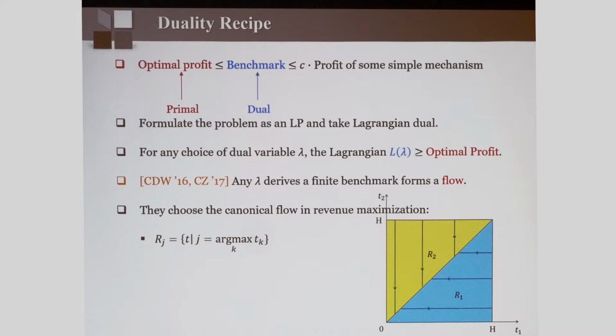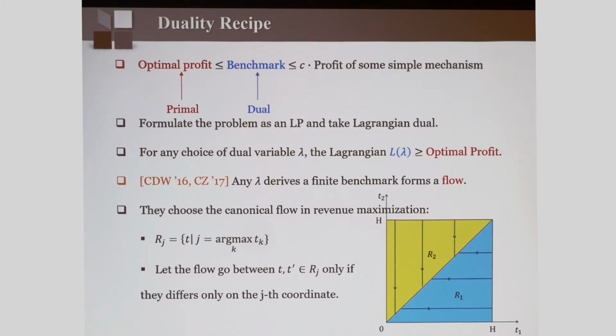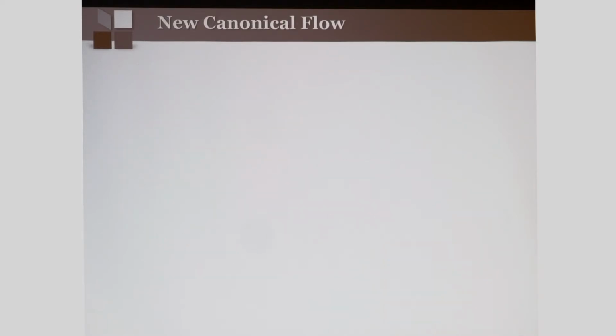And this is what they do for the single buyer case. So they divide the whole type space into m regions based on the largest value item, and let the flow go between two types inside the same region Rj only if they differ only on the j-th coordinate. So as you can see, this is what they look like for the two item case. Okay, and we point out that their flow does not directly apply here, because as we have the cost distribution, the flow must also depend on the information of the cost, the seller's cost distribution. Right?